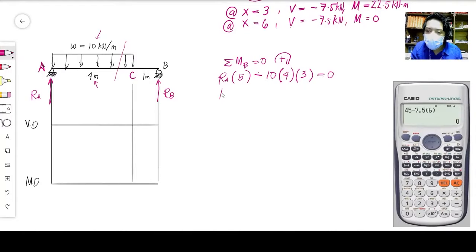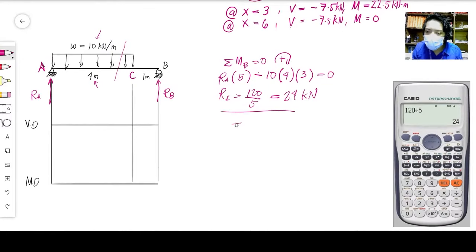Solving for the value of RA, RA is equal to 120 over 5, which is equal to 24 kilonewton. So that's your RA.